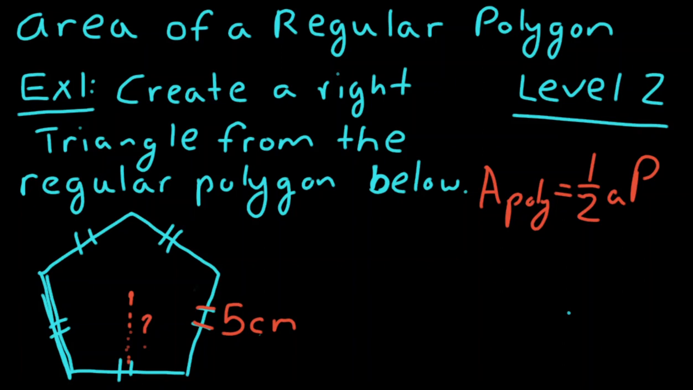So in regular polygon problems where we're trying to find the area and we don't have the apothem, it gets a little bit trickier. The purpose of this video is I want to show you how you can divide your regular polygon up into multiple triangles and from there create a right triangle, which we'll discuss further in our level 3 video. So let's go ahead and take a look at this pentagon.